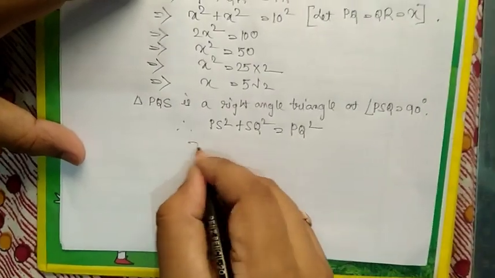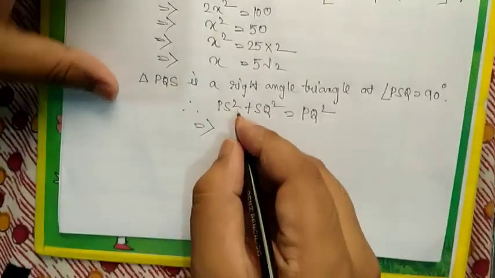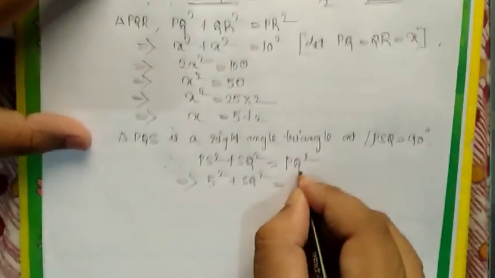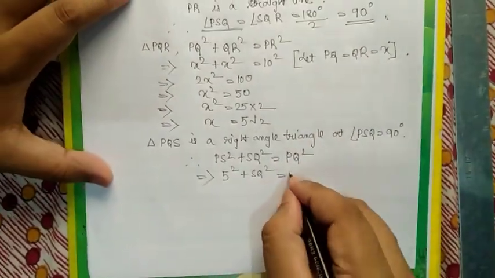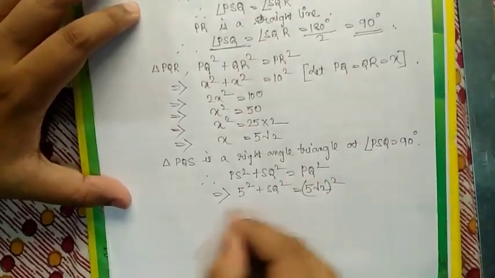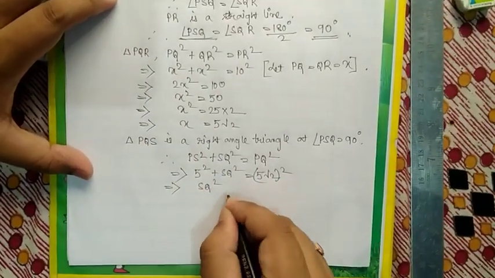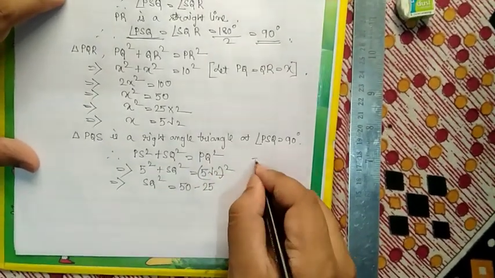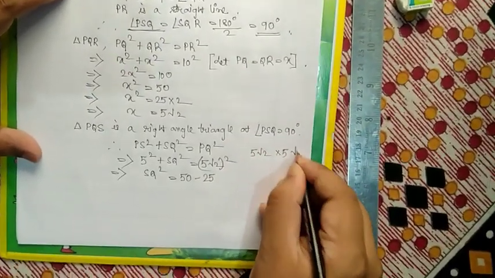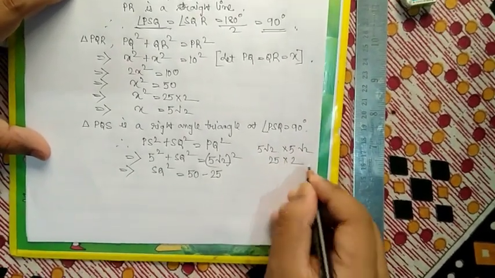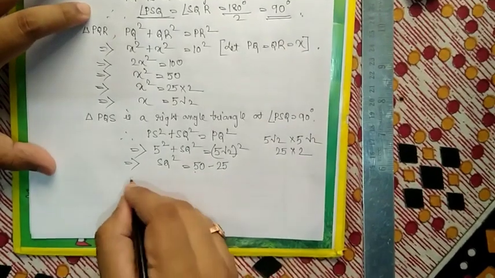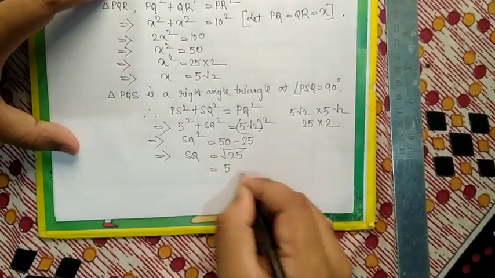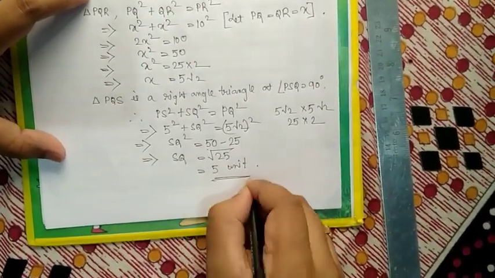So therefore, we know the value of PS, 5 square, plus SQ square equals PQ square, and we know PQ is 5 root 2 whole square. So SQ square equals 50 minus 25: 5 root 2 into 5 root 2, 5 into 5 is 25, root 2 into root 2 is 2, 25 into 2 is 50, and this 5 square is 25. So SQ equals root over 25 equals 5 units. This is a very important sum, very important sum.